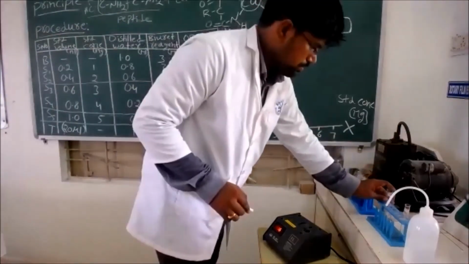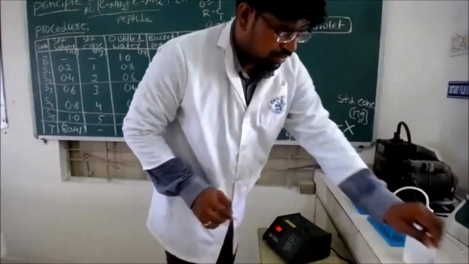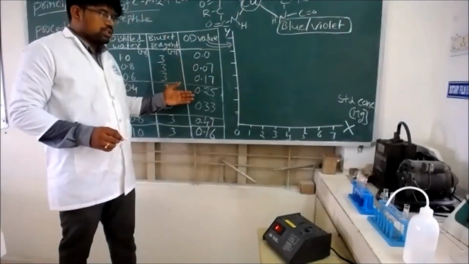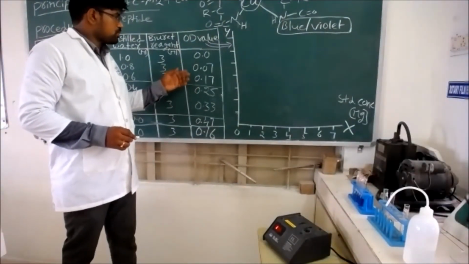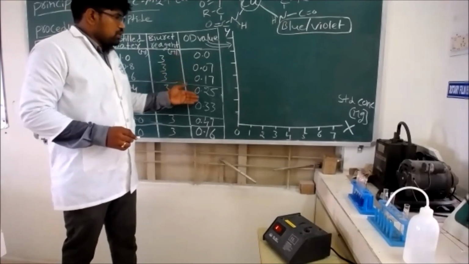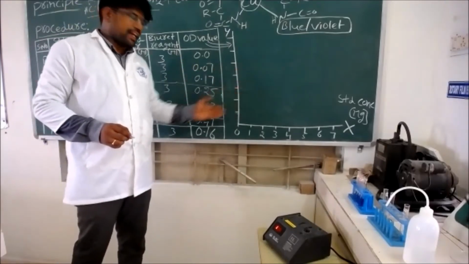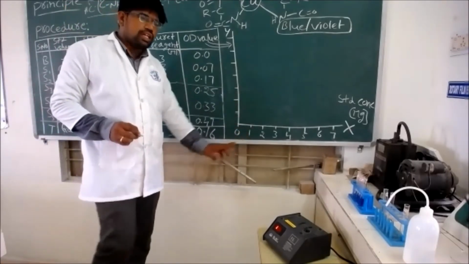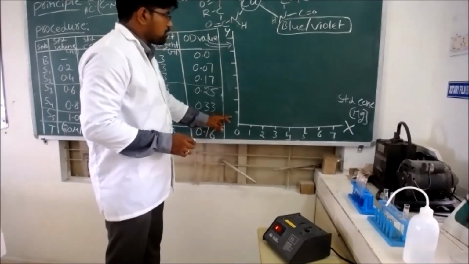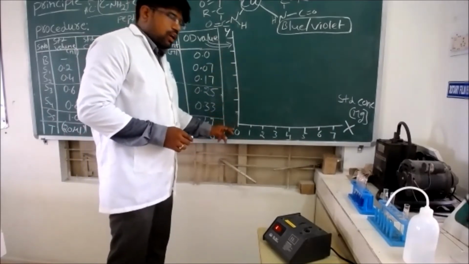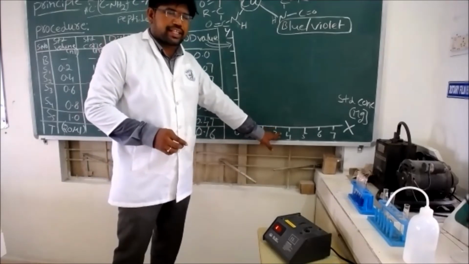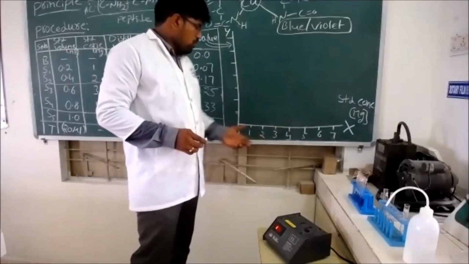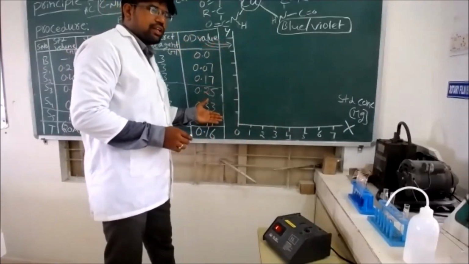Now with the help of the readings, draw the straight line, then intercept the test OD value with the graph and measure the concentration of the test sample. For that, what we have to do? First, we have to take the graph paper. Horizontal one take as the x-axis. On the x-axis, we are taking the standard concentration. The unit is mg. On the y-axis, we are taking the optical density values.